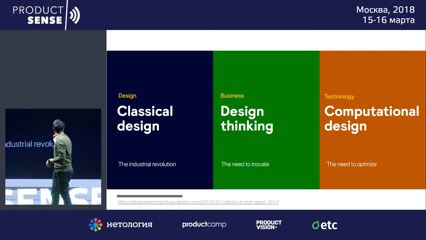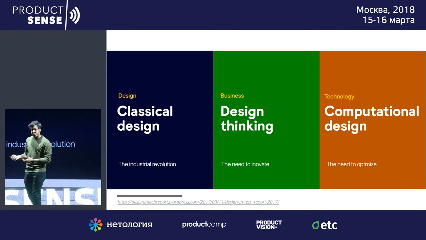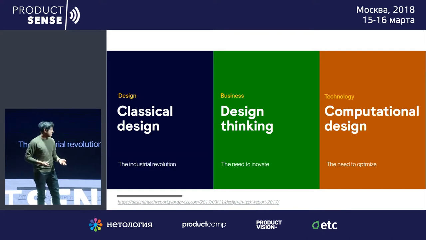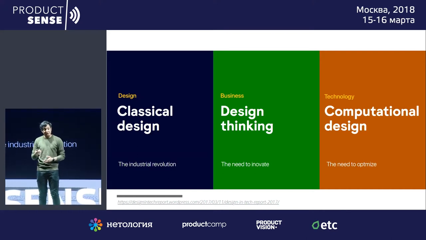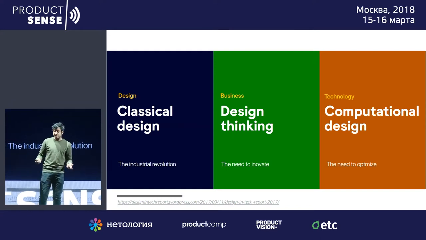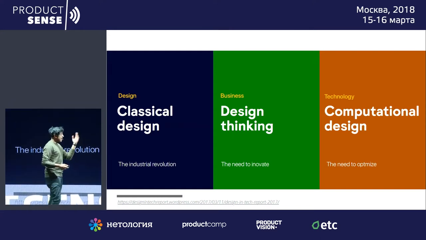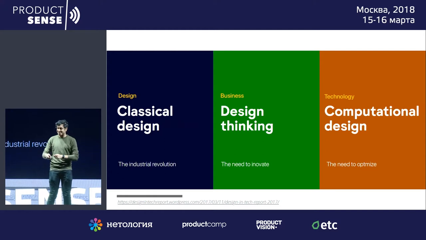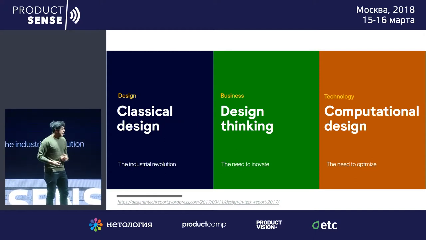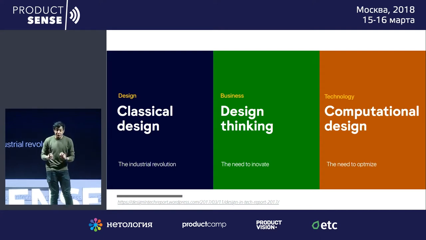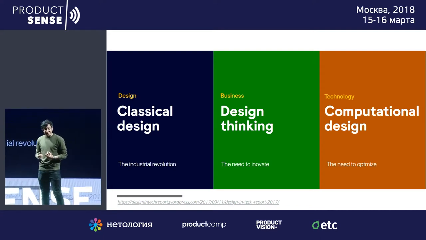And then we moved on to design thinking, when you started putting this design mindset into business. So it was the need to innovate. You see that the needs shift throughout the years, and the way we design also shifts. Nowadays, he has this term that I really like, another title. It's called computational design. And what does this mean? It just means that we have the need to optimize. We need to optimize things, and very fast.